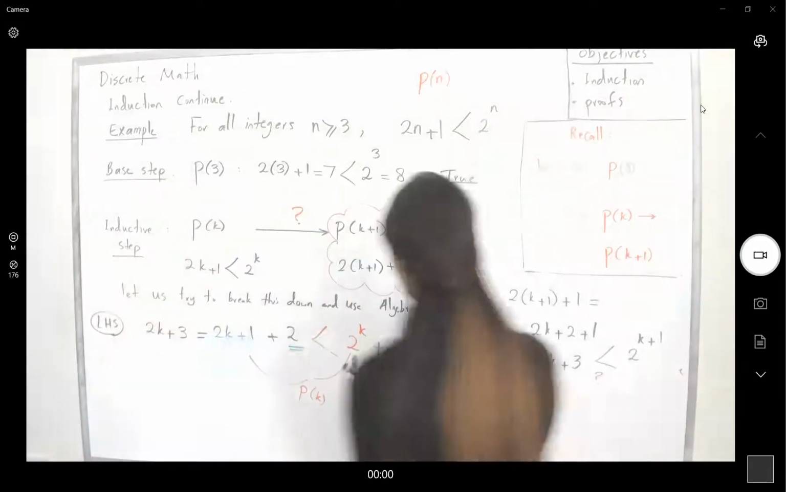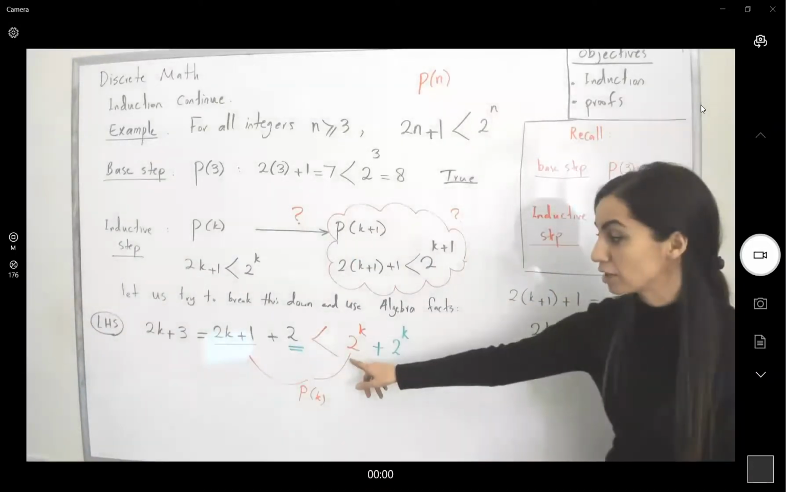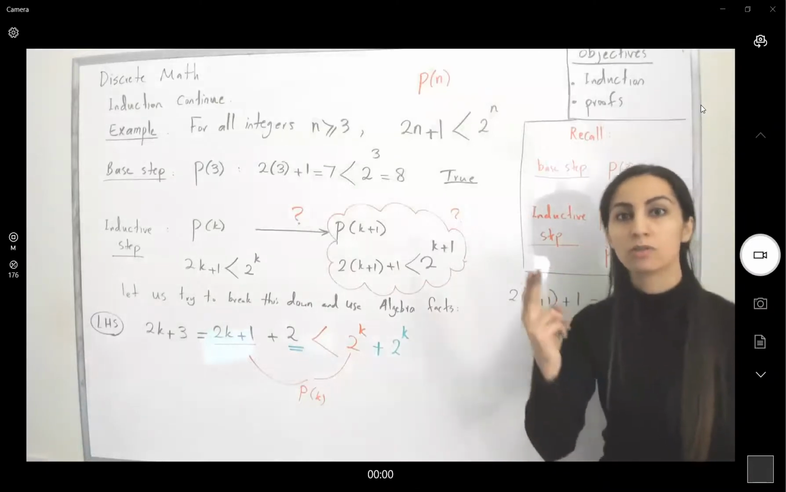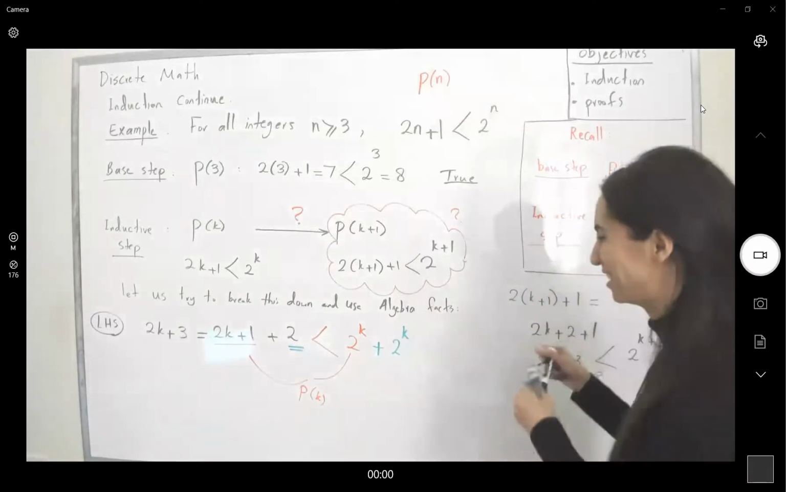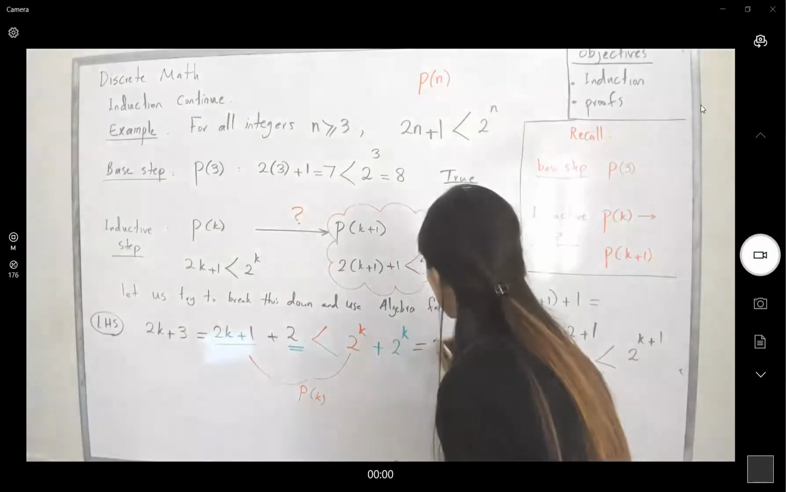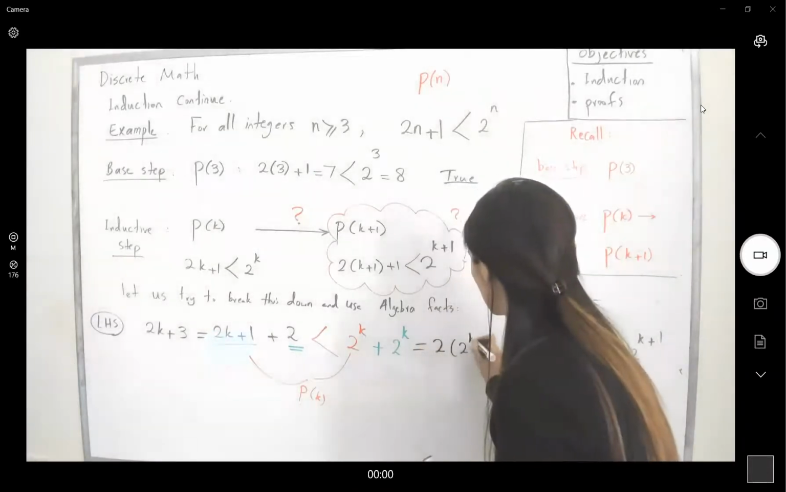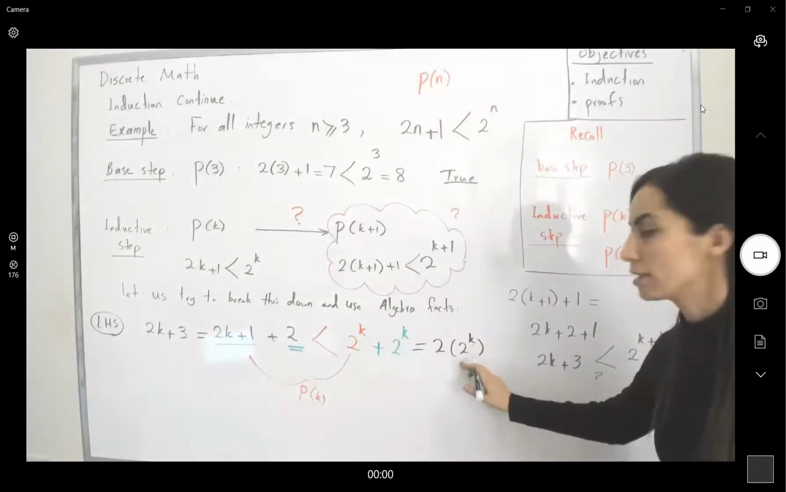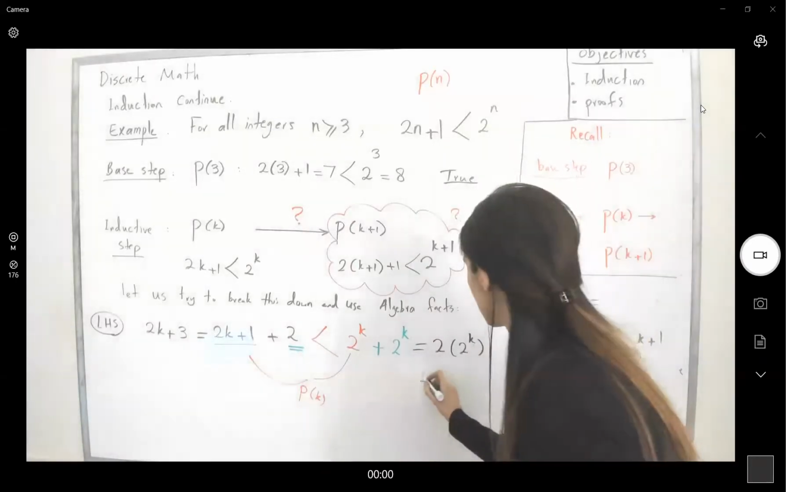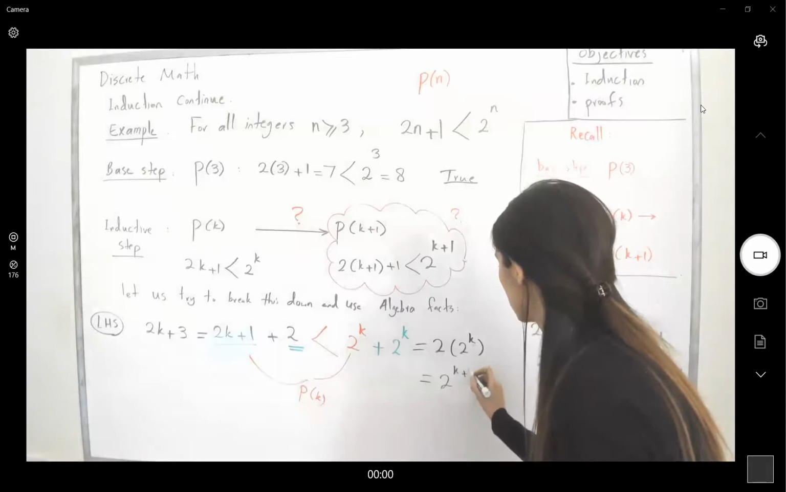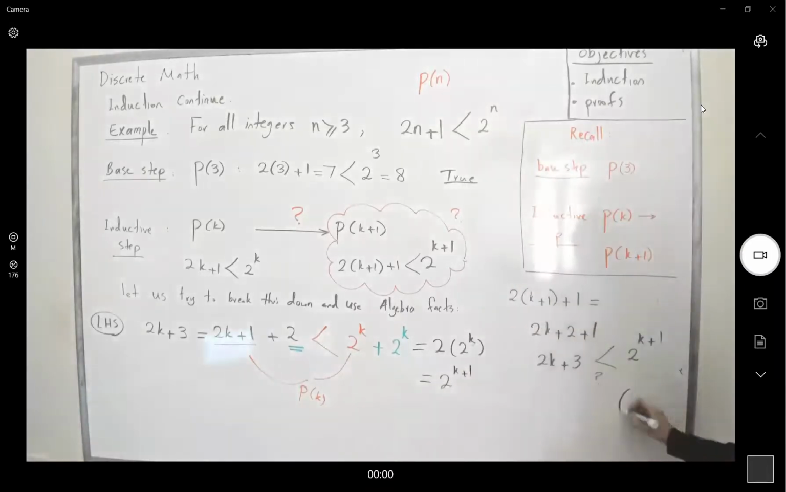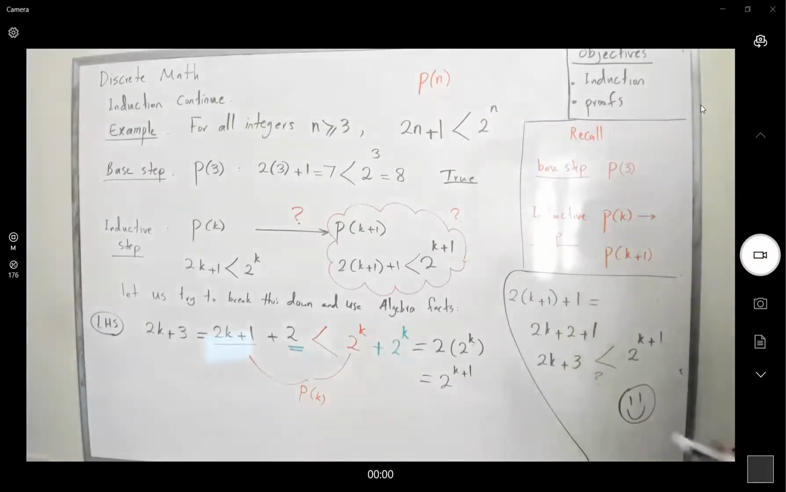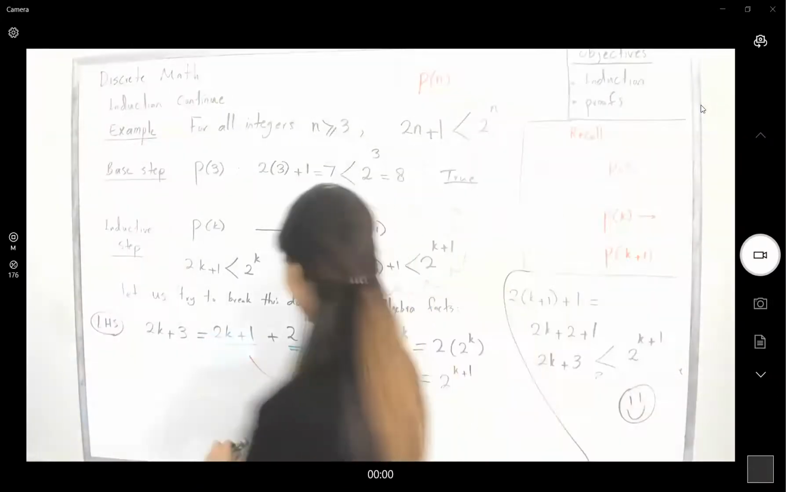But what is this here? It is saying that I have 2 to the k plus 2 to the k. I have 2 times 2 to the k. So this is equal to 2 times 2 to the k. I have the same base, so I add the exponents. This is equal to 2 to the k plus 1. Done.